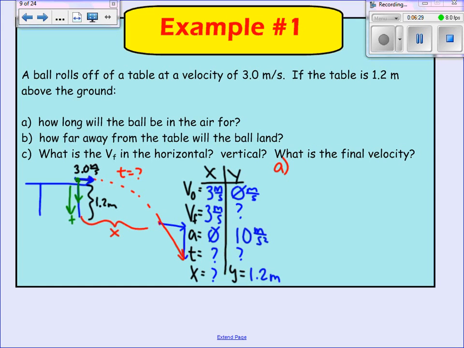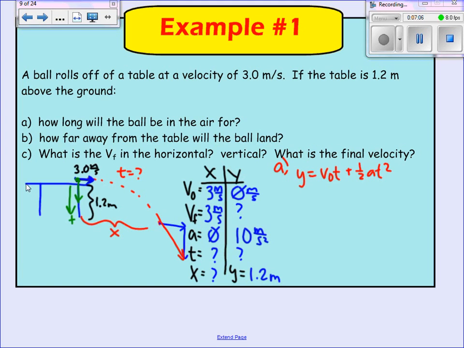Okay, when I think about which equations have time in them, there are two equations that come to mind. There's this equation, v final equals v initial plus at. And then there's this equation, y equals v initial t plus 1/2 at squared. Both of those equations have time in them. We just have to make sure we pick the right one that we know enough information for. Since I don't know what final velocity is, I can't use the first one because there are too many unknowns. So instead, I'm going to use the second equation.